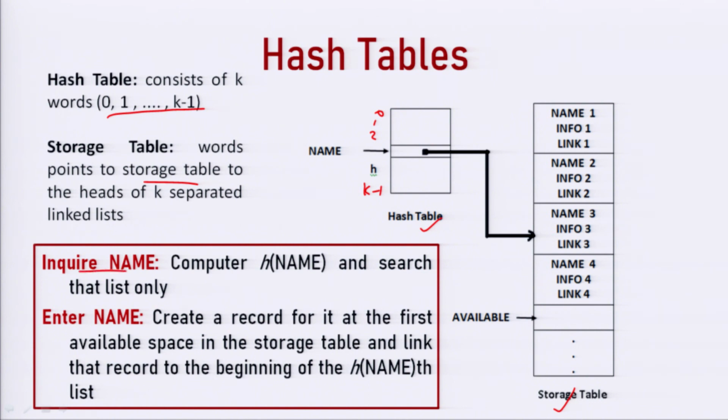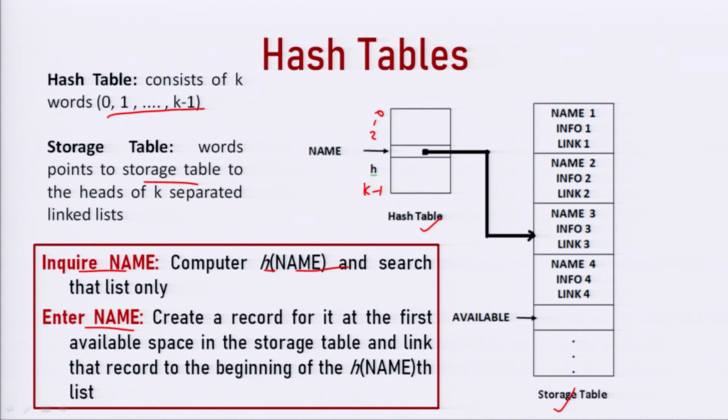Now, here we can perform two operations, inquire name or enter name. For inquiring a name, we calculate the hash value for that particular name, and suppose this is pointing to a particular list, then the item is searched only in that particular list.